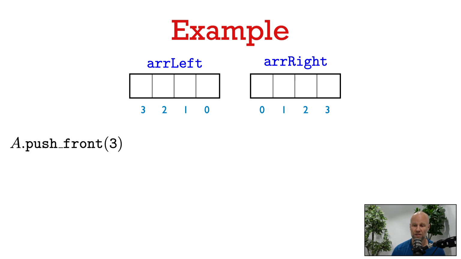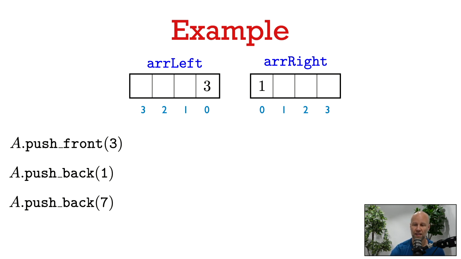First, say that we want to push front 3. So to push front 3, we can just do a push back on the left array. And next, say we want to push back 1, we can do that just by pushing back on the right array. Next, say we want to push back 7, again, we can just push back on the right array. And say that we want to push front 8, then we can just do a push back on the left array. Okay, so you see that we inherit the complexity of all these operations from that of the resizable array, so all this can be done in constant amortized time.